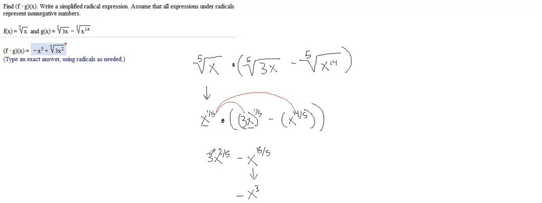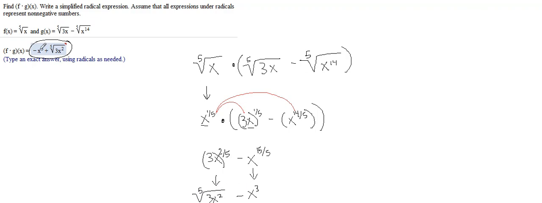And 3x, should put that in parentheses, 3x to the 2/5 can be rewritten as the fifth root of 3x squared. So that's where they got their final answer here. And they wrote the root part second. I wrote it first. Either way is correct.